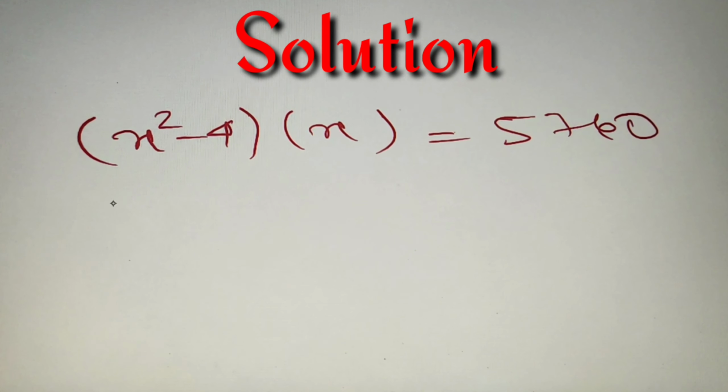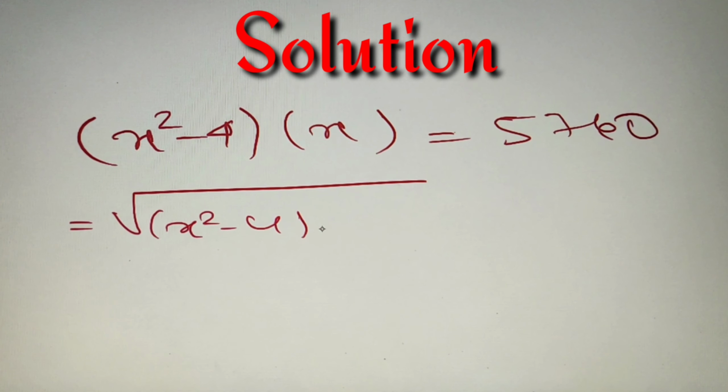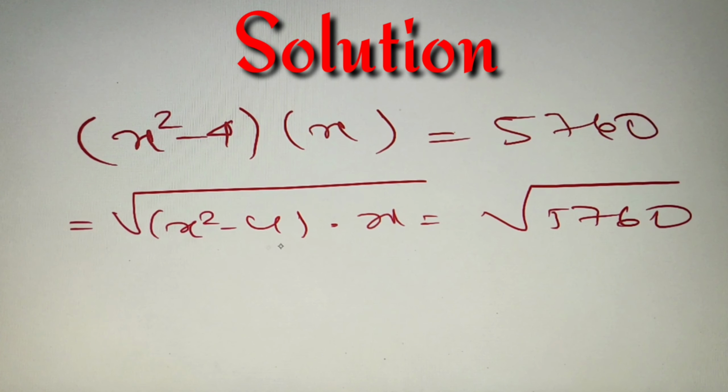Now according to our last step, we have got that (x square minus 4) into x is equal to 5760. Now the question asked us what is the product of the square roots. Now we can simply take the square root on both sides and we will get the product of the square roots. So we'll get under root of (x square minus 4) into x is equal to under root of 5760, and that will give us the required answer. Now the under root of 5760 is what we have to calculate.